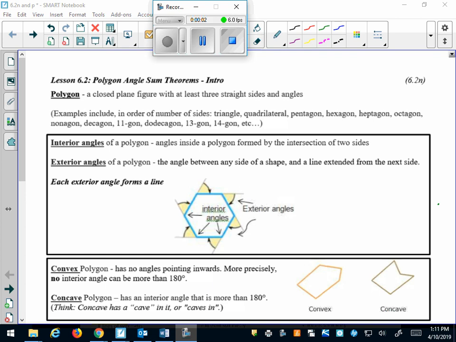So we're talking about polygons in general. We're going to start with a bunch of vocabulary first. Most of this vocabulary you're familiar with, you've done it before. A couple of things are kind of new and really important to the stuff that we're going to be doing.